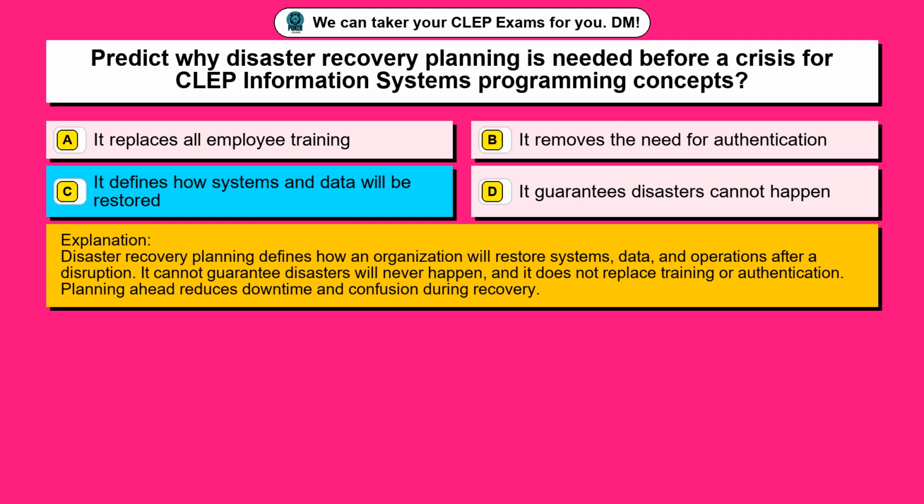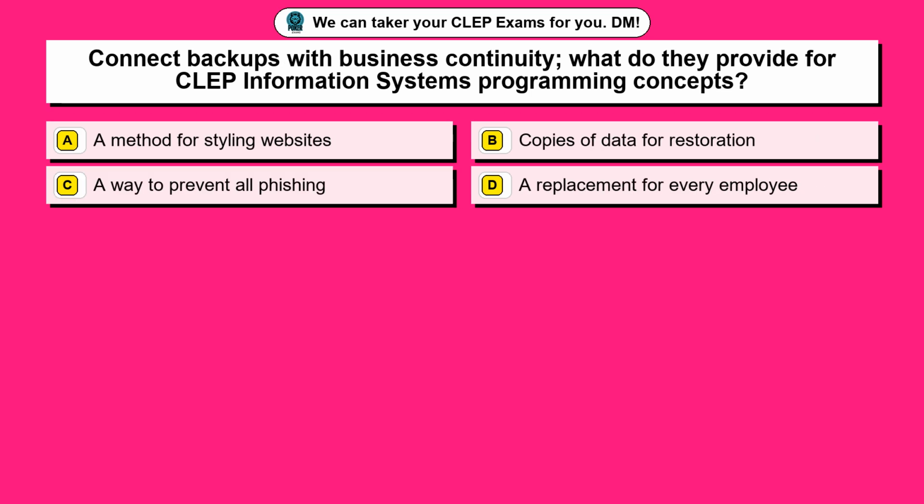Disaster recovery planning defines how an organization will restore systems, data, and operations after a disruption. It cannot guarantee disasters will never happen, and it does not replace training or authentication. Planning ahead reduces downtime and confusion during recovery. Question 50. Connect backups with business continuity. What do they provide for CLEP Information Systems programming concepts? Option A. A method for styling websites.